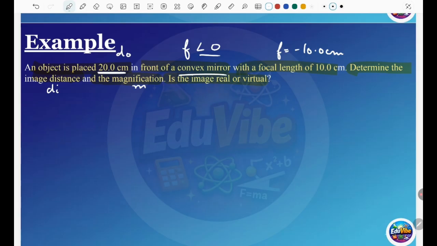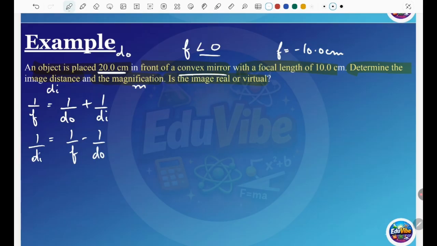So you have do, you have the focal length, and you have to find di. You can easily find it with the mirror equation: 1 upon f is equal to 1 upon do plus 1 upon di. You have to find di, so isolate di from this. You will get 1 upon f minus 1 upon do. Put in the values: f is negative, so put in minus, minus do is 20.0 centimeters. Do is always positive. Make sure your units, centimeters, are the same. If they differ, you have to change that.